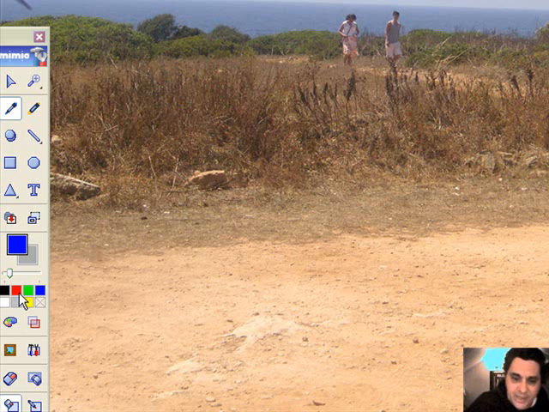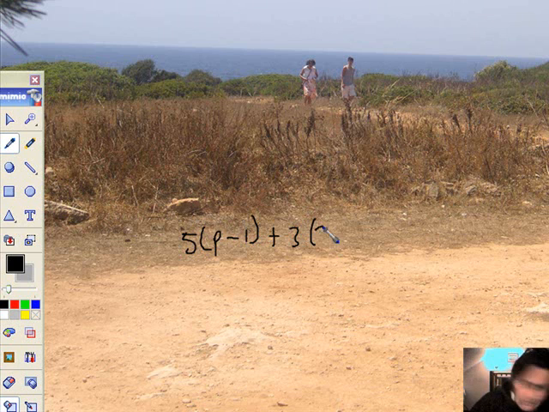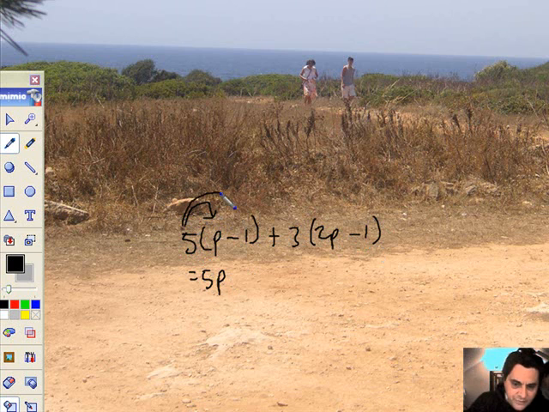I think I'll grab D now. Just work under here. I've got 5 lots of P minus 1 plus 3 lots of 2P minus 1. Again, bust it all open, multiply out. 5 times P, 5P. 5 times 1 is 5, but of course it's negative, so it's minus 5. 3 times 2P, 6P, so it's plus 6P's, because the plus is there. And 3 times minus 1 is minus 3.